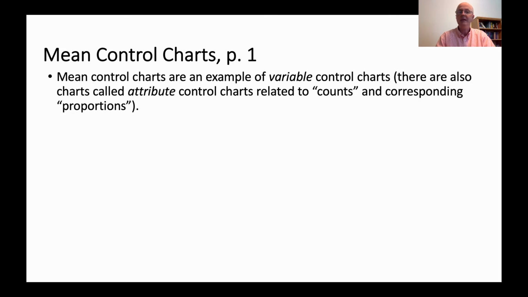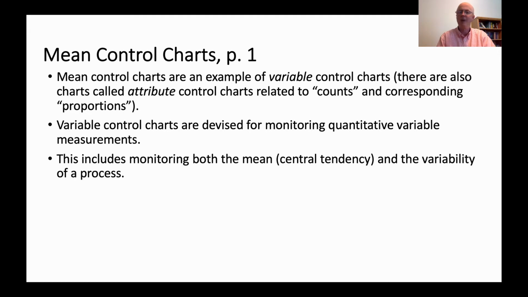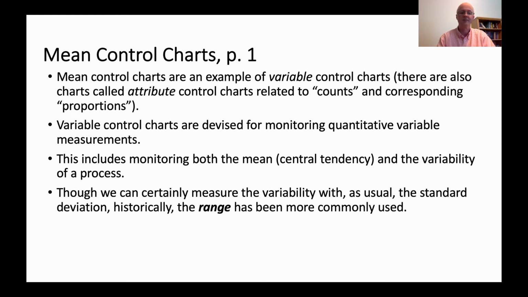So let's get into the details now of what mean control charts are and how they are constructed. Mean control charts are an example of variable control charts because they involve taking means of quantitative variables, as opposed to attribute control charts, which are related to counts and corresponding proportions for categorical variables. Variable control charts are devised, like I just said, for monitoring quantitative variable measurements. This includes monitoring both the mean, the central tendency, and also it's important to monitor the variability of a process.